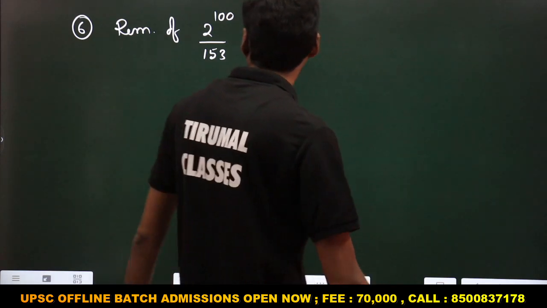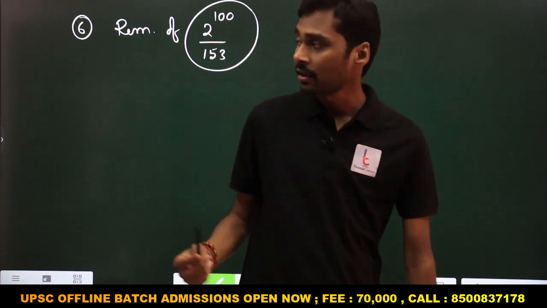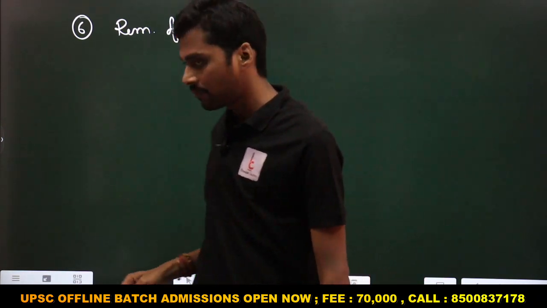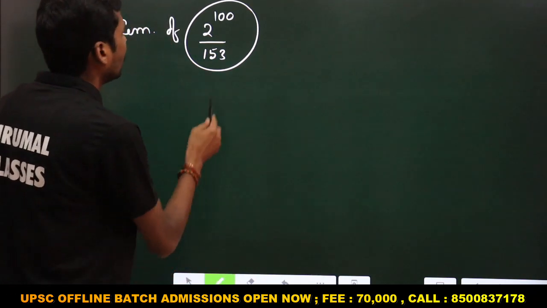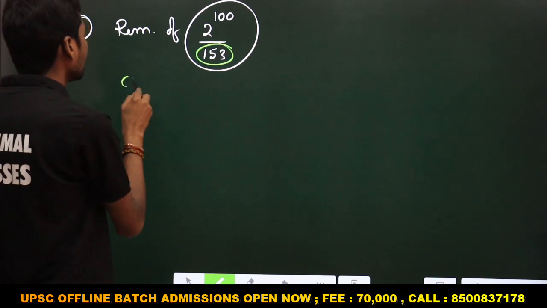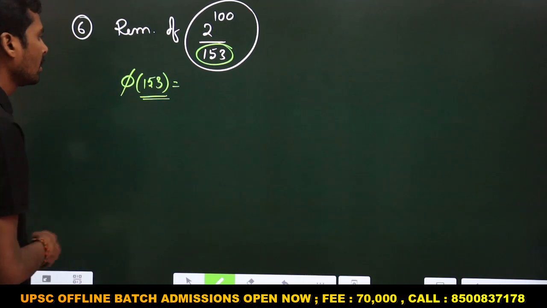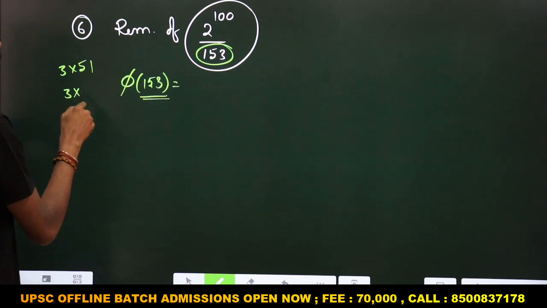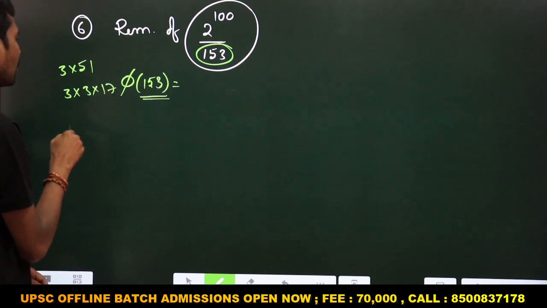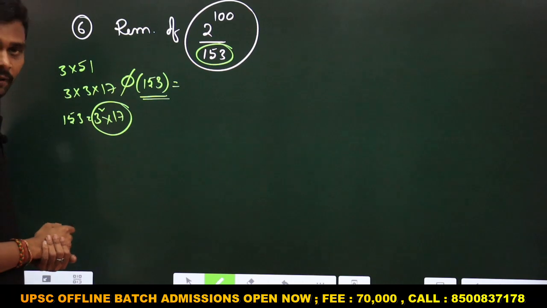Let's do the next one. The next problem is 2 to the power of 100 divided by 153. What is the remainder when 2 to the power of 100 is divided by 153? First thing, immediately find the totient of 153. No need to write these steps. So 153 means 3 into 51, 17 3s, which means 153 is 3 squared into 17. This is how I write the number as a product of different prime numbers.